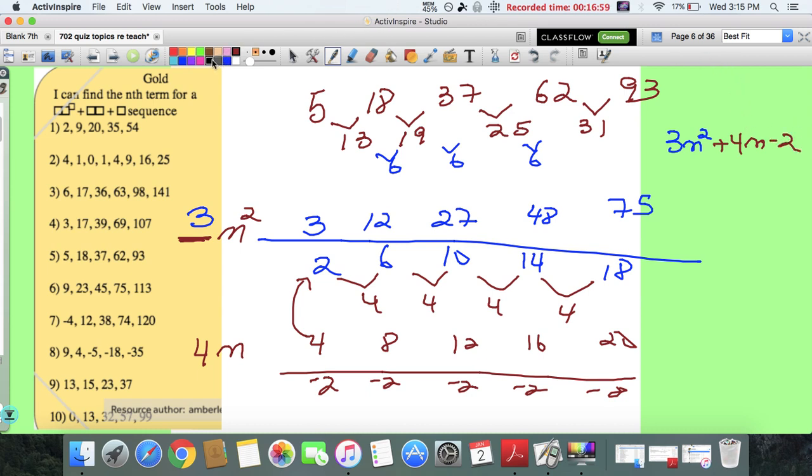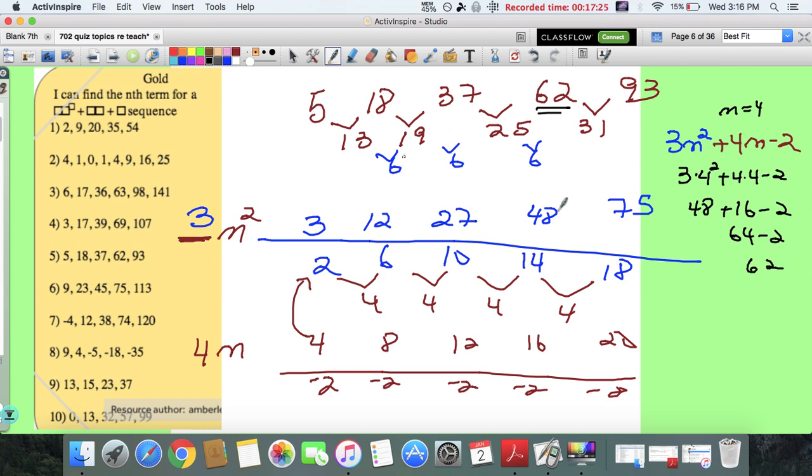Double check. Let's pick the fourth number. It should give us 62. So when n equals 4, 3 times 4 squared plus 4 times 4 minus 2. 4 squared is 16, times 3 is 48. Plus 16 minus 2. 48 plus 16 is 64. Minus 2, and I get 62. So you see, it does work.